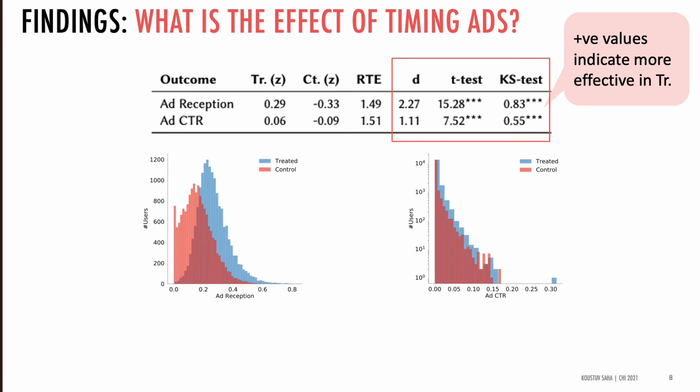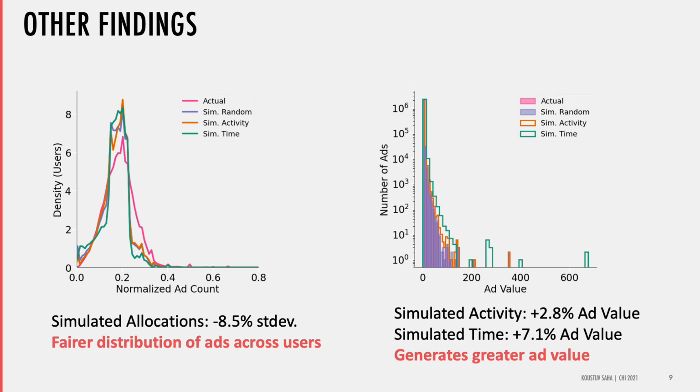We find that a treated group shows greater ad effectiveness both in terms of ad reception and ad CTR with statistical significance. That is, when users are shown ads in their preferred times, they are more likely to be receptive to the ads. And our paper also makes other recommendations of ad allocations based on the in-the-moment behaviors.